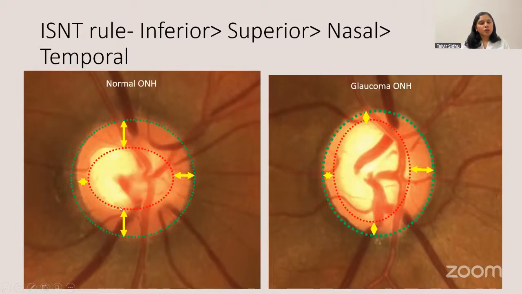Also, it is important to write whether the inferior rim is thicker than the superior, than the nasal and the temporal. Like here, it is a normal optic disc and it follows the ISNT rule. Here you can see that it is a glaucomatous disc and the inferior rim is thinner than the nasal rim. Even the superior rim is thinner than the nasal rim. So whether the ISNT rule is followed or not, you must write that.